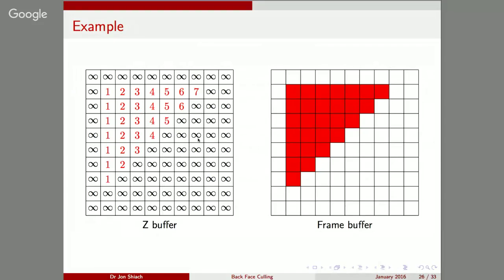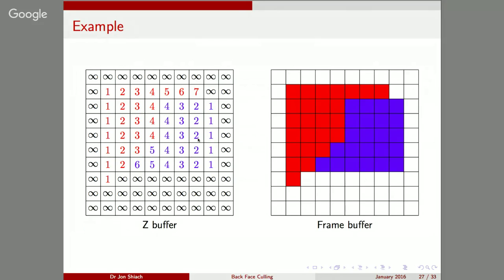Okay, let's say we got this polygon here. This is a red one, and I found the depth to each of the pixels in the red polygon here, and they're all less than infinity, so I've replaced them. And the frame buffer, again, those pixels get replaced by the red color. But what if I was to have another polygon in the same world?